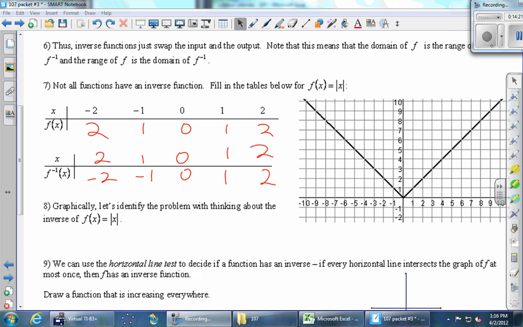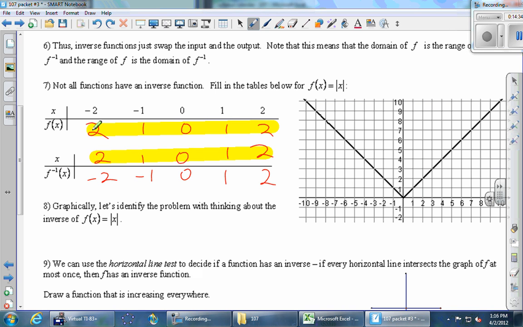Did I make a mistake? All right, so we've got a problem here, right? Because, I mean, I just copied. I wasn't thinking about stuff. I just took the y's and I made them the x's. And then I took the x's and I made them the y's. I mean, that's what you're supposed to do for an inverse function.